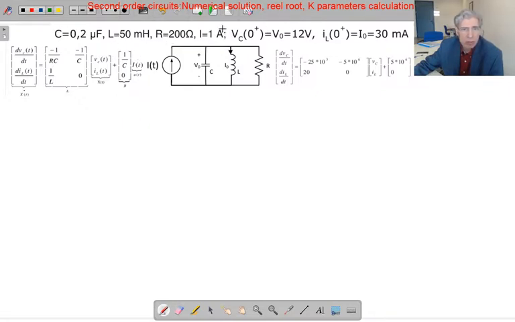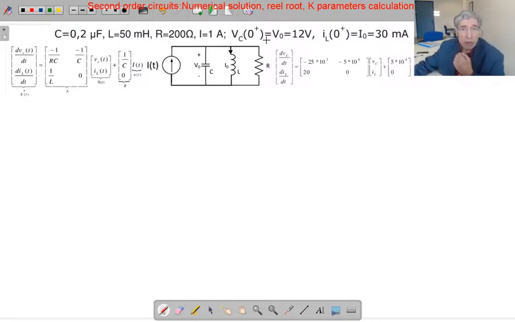The independent source is a DC source, a 1 amp independent current source. The resistor is 200 ohm. The inductance is 50 millihenry, and the capacitance is 0.2 microfarad. The initial condition of the capacitor is 12 volts, and the initial condition of the inductor is 30 milliamp.